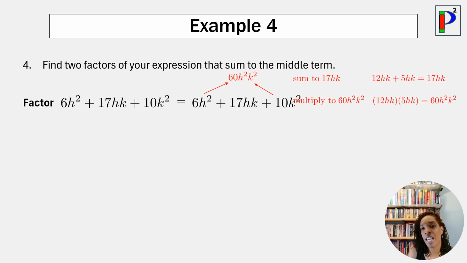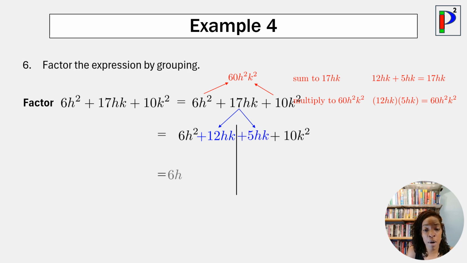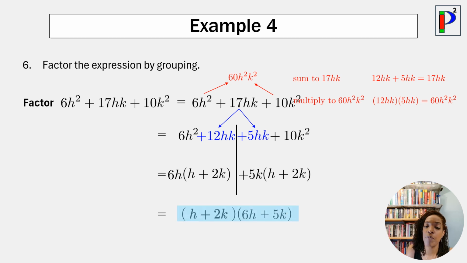12hk and 5hk work, so I'm going to leave my 6h squared and 10k squared on the side, and I'm going to split my 17 into 12 and 5. Okay? I put my bar in, factor on the left, 6h comes out, leaving h plus 2k. On the right, 5k comes out, leaving h plus 2k, and I can bring down my binomials, and I'm fully factored.